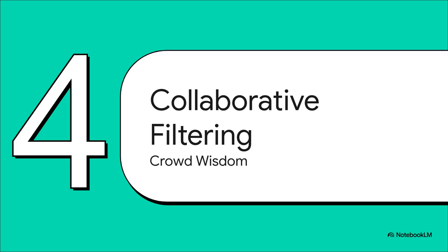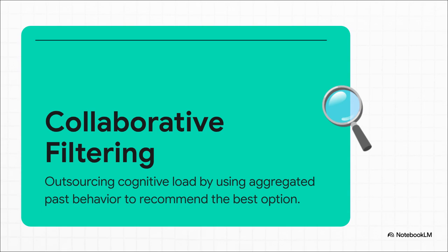Because what happens when your options are practically infinite? Well, collaborative filtering is all about outsourcing that cognitive load. Instead of forcing one person to evaluate absolutely everything, this system uses the aggregated past behavior of similar users to just recommend the best option. It's literally the exact same engine behind the personalized recommendations you see on streaming platforms. It pushes the best answers right to the top, automatically, zero mental math required on your end.